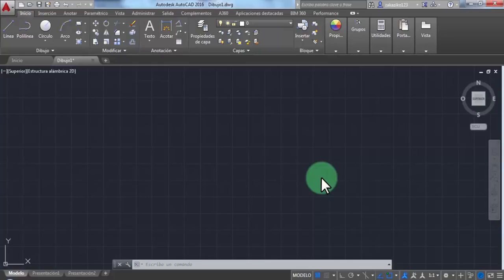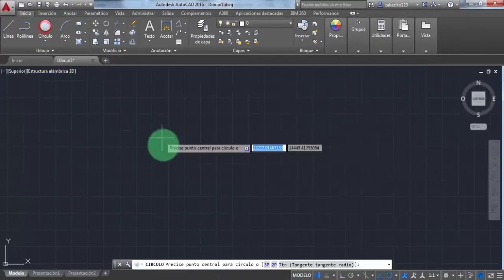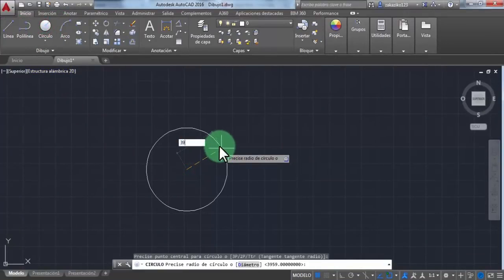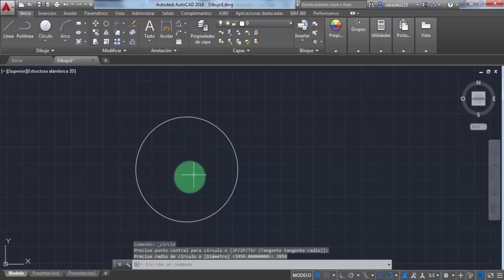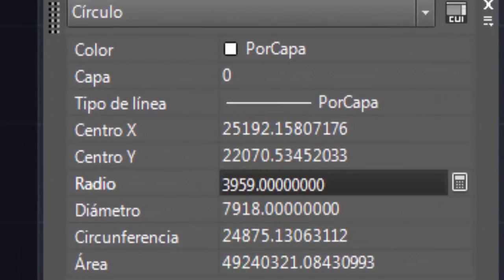So, in this video, I'm going to show you how to measure the distance to the Sun using Google Earth, the Time and Date website, and of course AutoCAD. Okay, now the first thing we are going to do is make sure that the radius of the Earth is 3,959 miles. Now we go back to AutoCAD, and with this command we draw the circle with the radius of 3,959 miles. Well, these are the dimensions of the circle that we are going to work with.